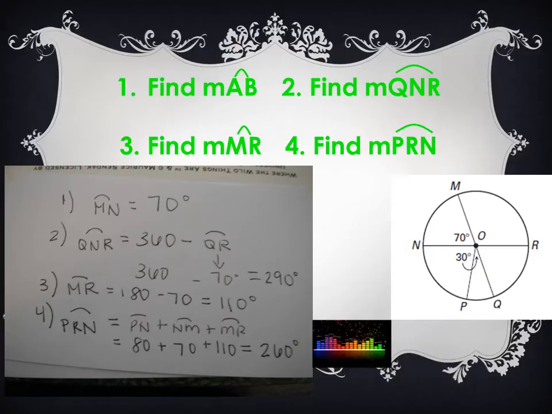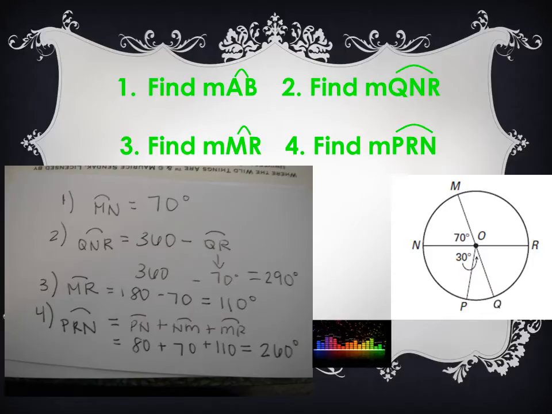Then it asks us to find arc QNR. We know that arc QNR plus arc QR totals up to 360 degrees. We have vertical angles on here, so angle QOR is also 70 degrees, meaning arc QR is 70 degrees. So we can do 360, which is the total of a circle, minus arc QR to get arc QNR, which is 290 degrees.